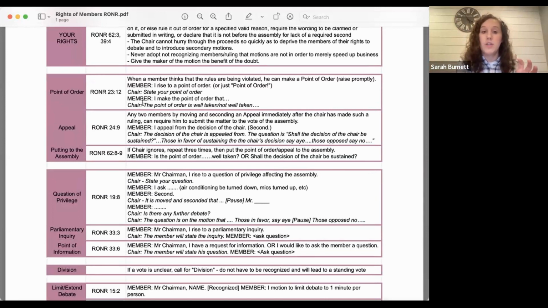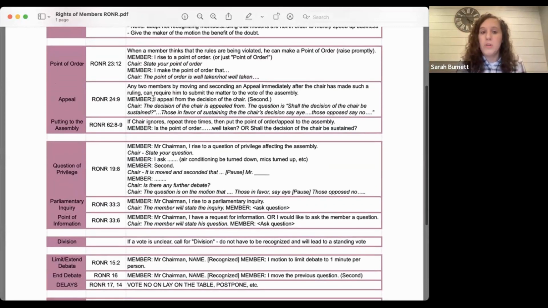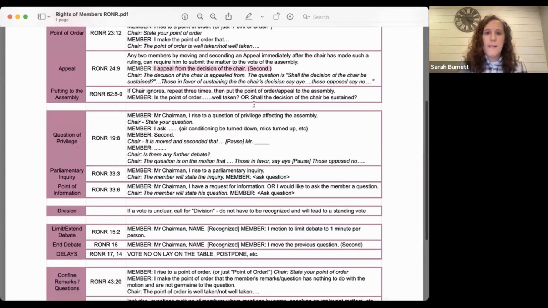Again, if you don't like the chairman's decision, if they said that's not true, you can appeal it. An appeal will need a second. This is why I like to work in teams. An appeal will need a second. I appeal from the decision of the chair, and then it goes to a vote of the assembly. Now, these are not debatable, so you don't want to use it on something that you're going to have to explain to everybody because nobody's going to follow you. But it's usually pretty obvious if something like this is going down. And so that's when you would use this.